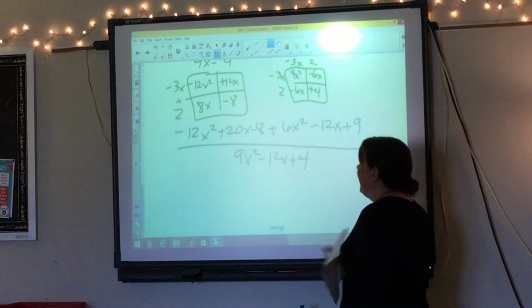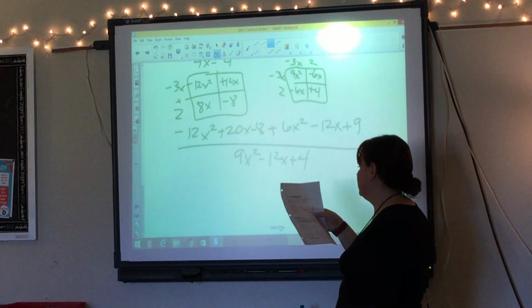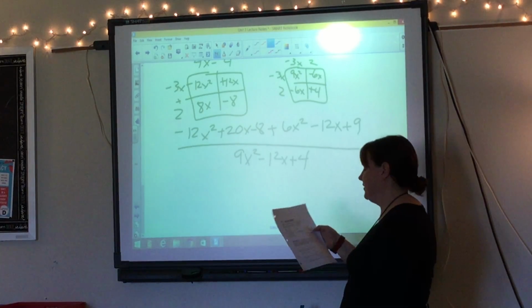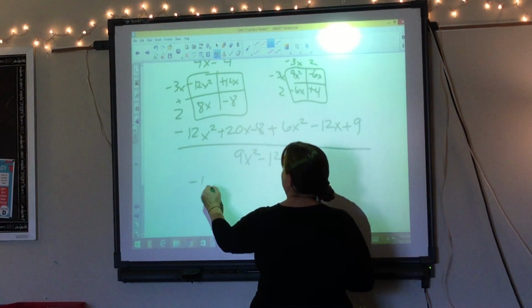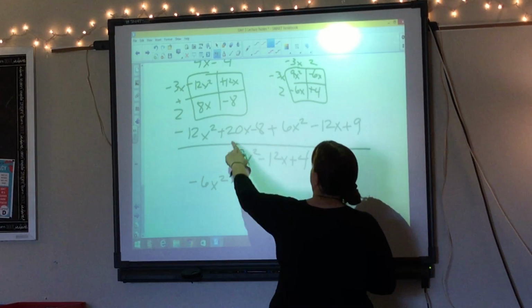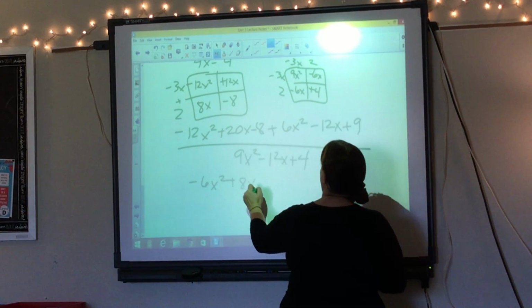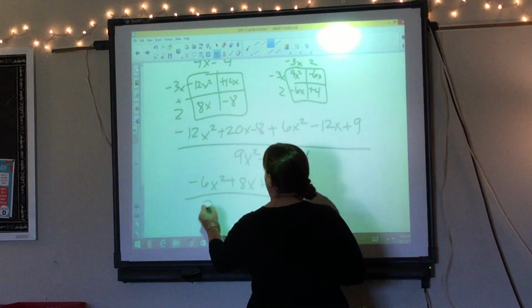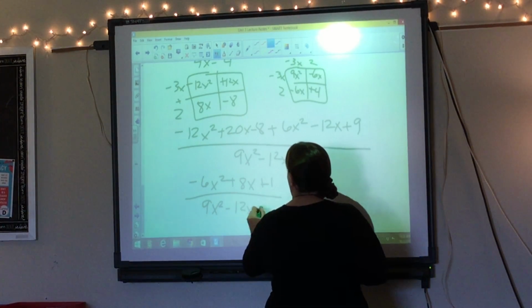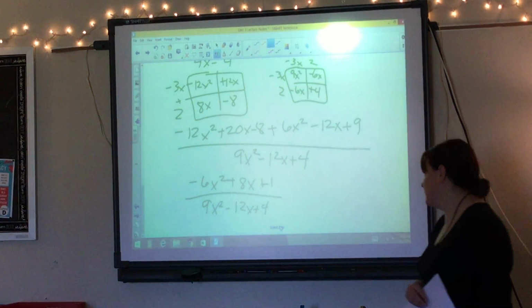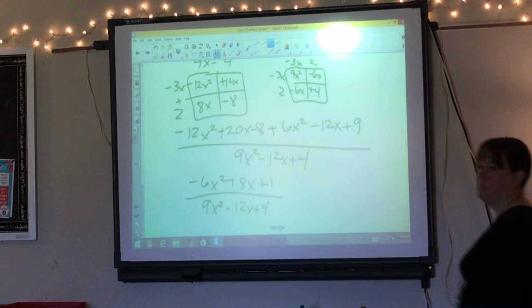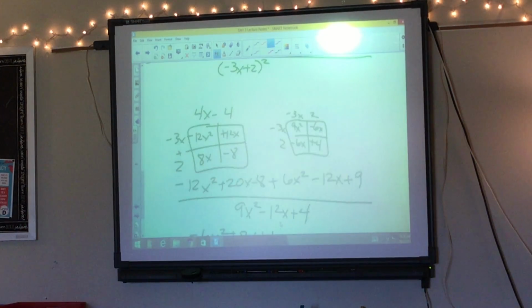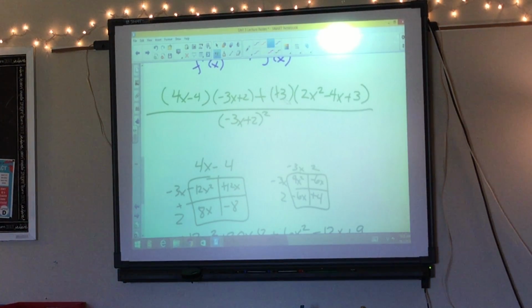And then we combine some like terms and call it good. So let's see, our x squareds come together, so we have negative 6x squared. Our x's come together, so we have 8x plus 1. And unless you had to go further and do some factoring or something like that, then that would be sufficient. Honestly, on a free response, this is sufficient.